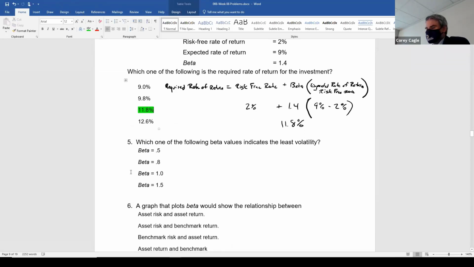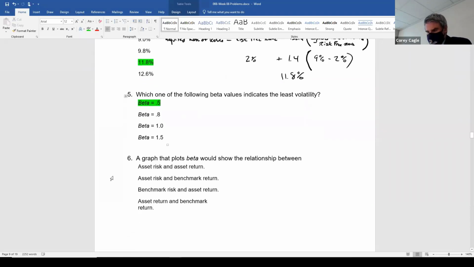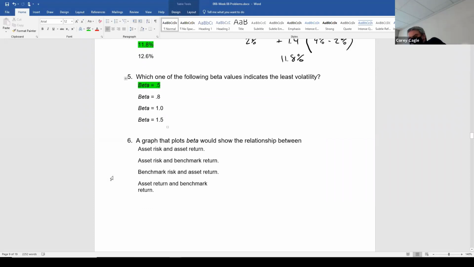Which of the following beta values indicates the least volatility? We are looking for the lowest number. 0.5 is the lowest number. Simple. If we're graphing a plot that shows beta points, we are looking at a relationship between what? We're looking at a relationship between the asset's return and a benchmark return, which is the market, right? Our particular asset's return compared with the market's return. So that's the benchmark return.